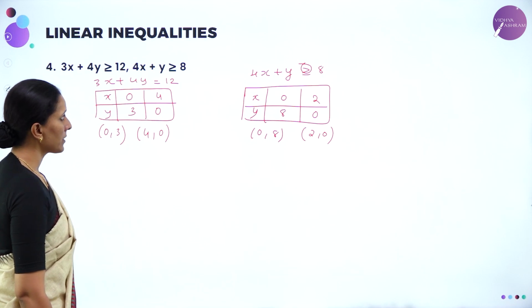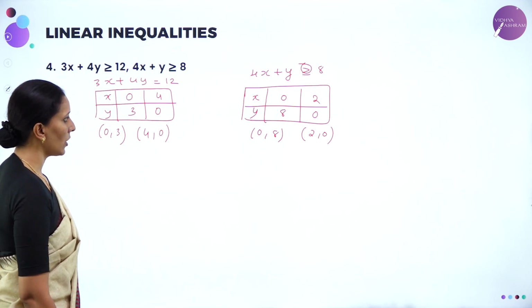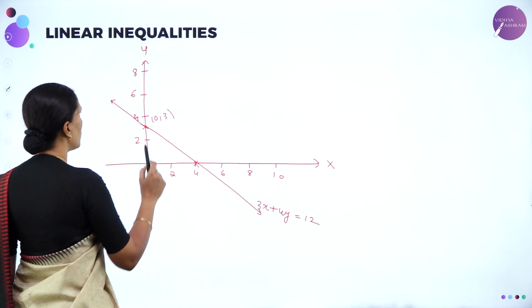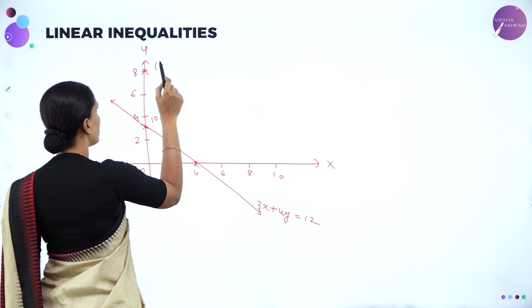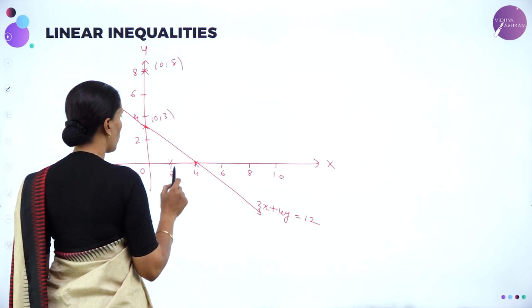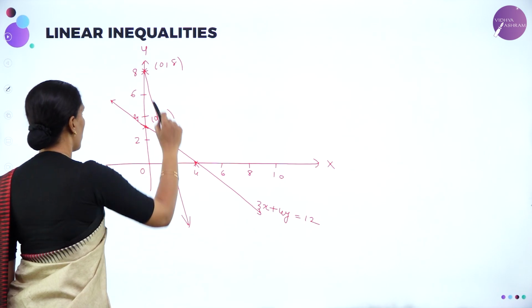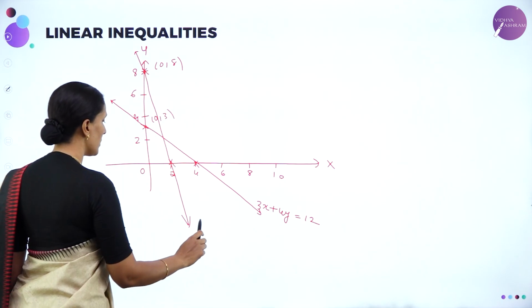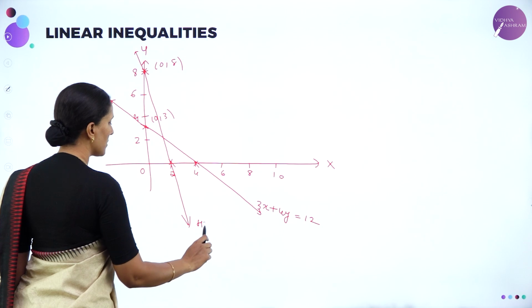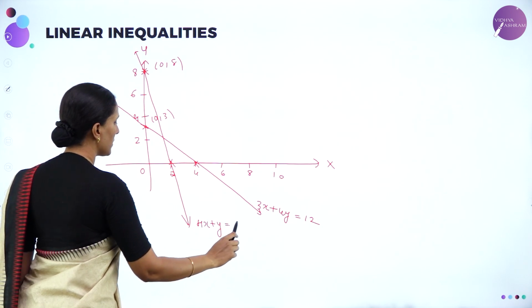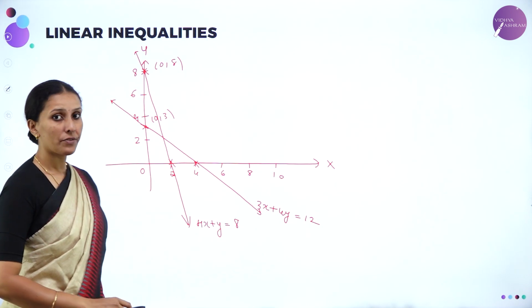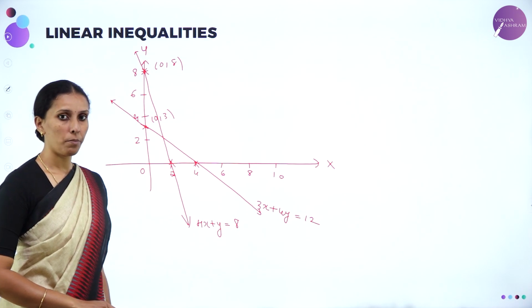Next, for 4x plus y is equal to 8, the coordinates are (0, 8) and (2, 0). So (0, 8) and (2, 0). So this is the line. So what is this line? 4x plus y is equal to 8. Now let's find the solution region for both the lines.